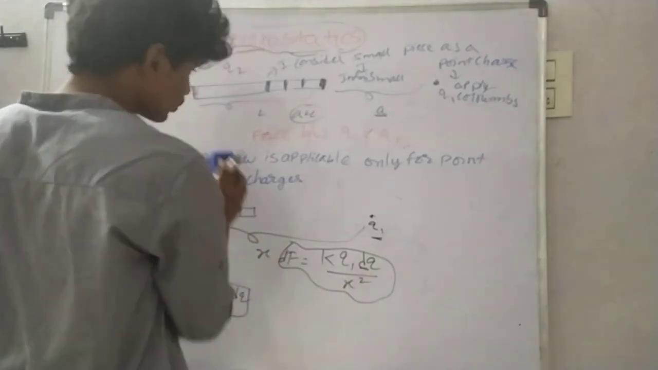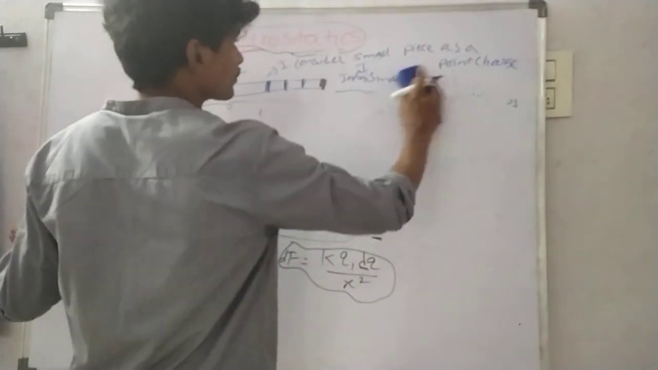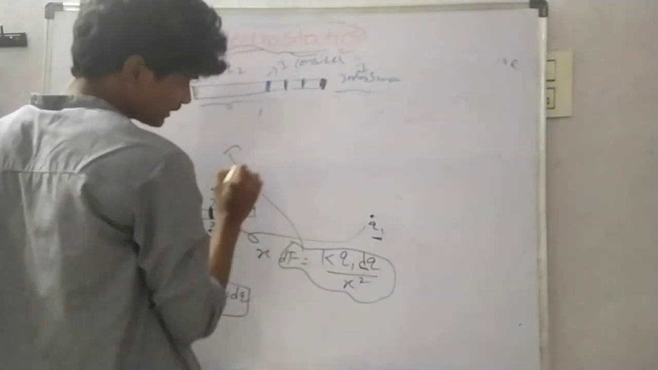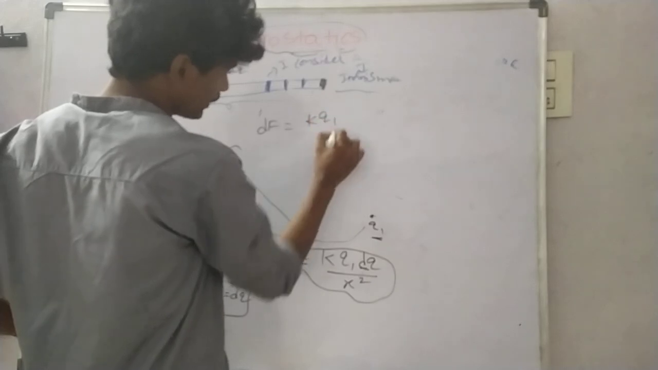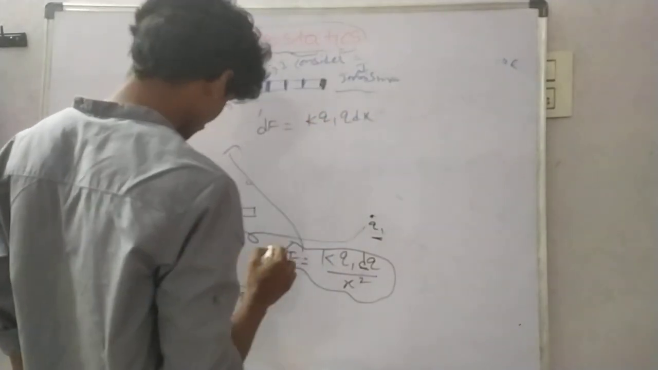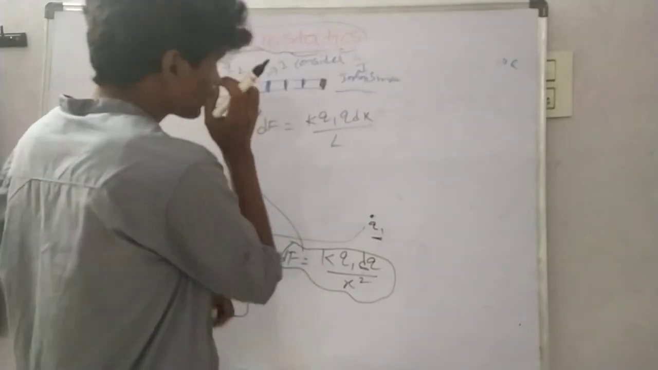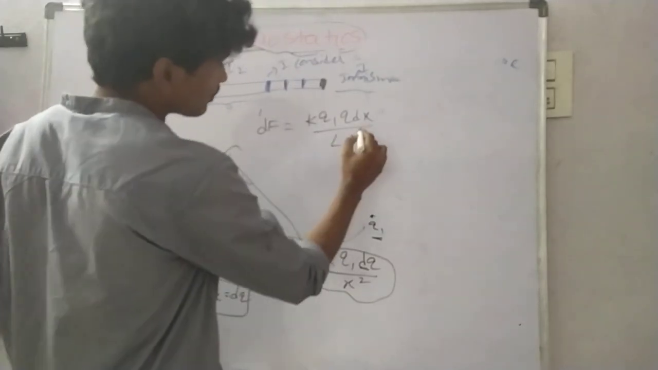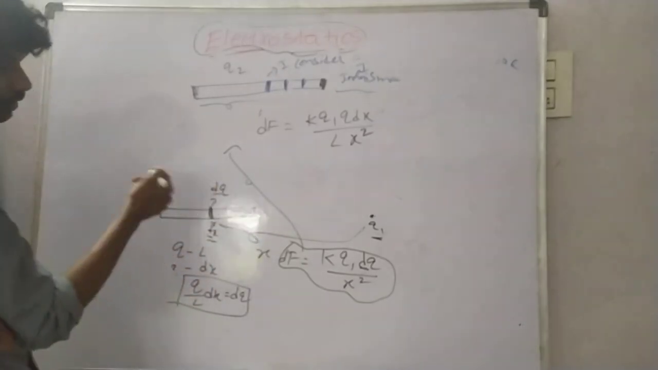So now by applying this, I can write dF is equal to k into q1 into dq, but dq is nothing but Q into dx by L, Q into dx by L, into x square. So we have the x square term also. So this is our equation for the small force.